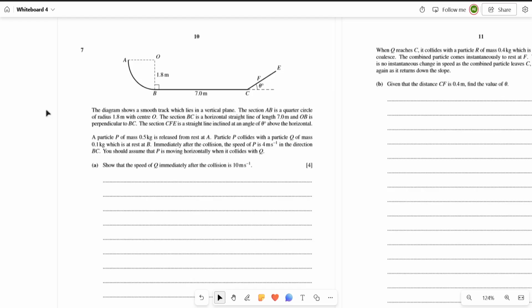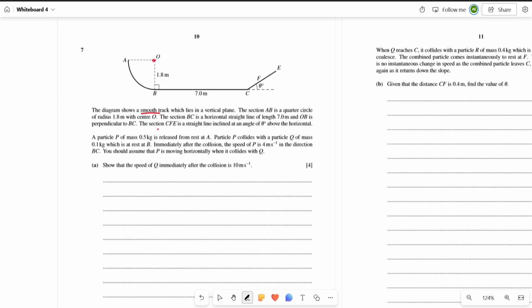Let's start by reading the question and trying to figure out how to solve it. So the diagram shows a smooth track. Smooth means that there is no friction along the whole track, which lies in a vertical plane. The section AB is a quarter of a circle, of radius 1.8 with center O. The section BC is a horizontal straight line of length 7 meters, and OB is perpendicular to BC.